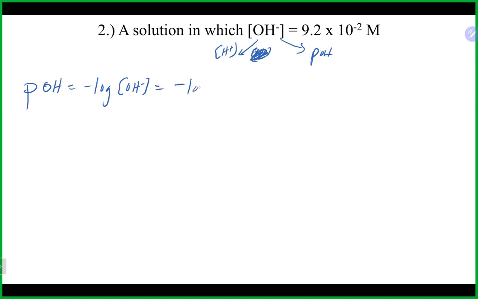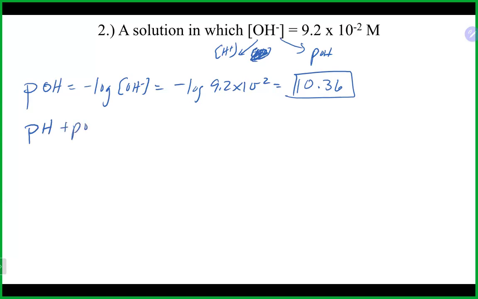So we'll go negative log of 9.2 times 10 to the minus 2, and that's going to get me here. Looks like a 10.36 pOH. Probably the easiest move at this point is just to go pH plus pOH equals 14. Do a little subtracting of 14 to get yourself to your pH value.